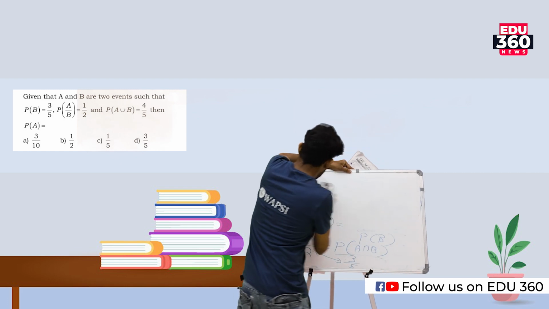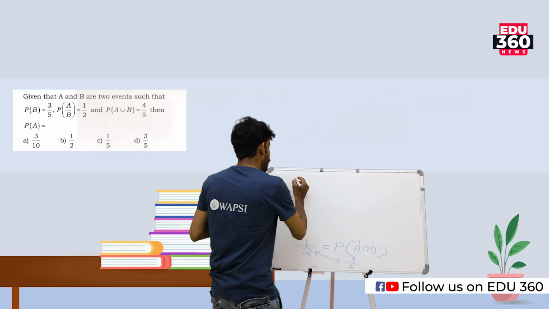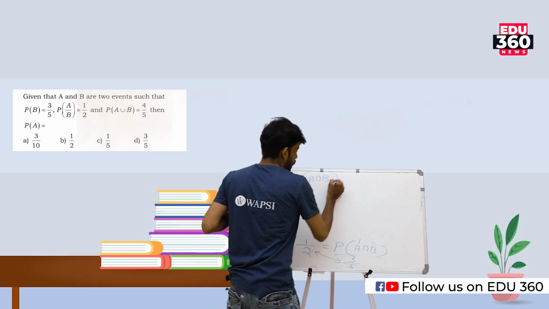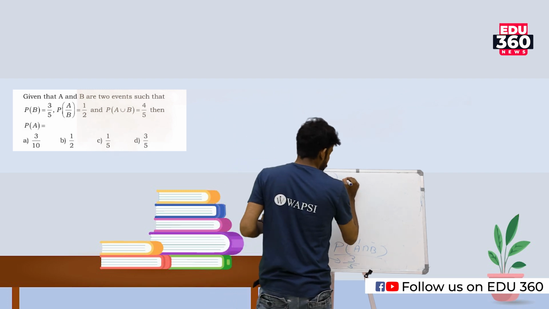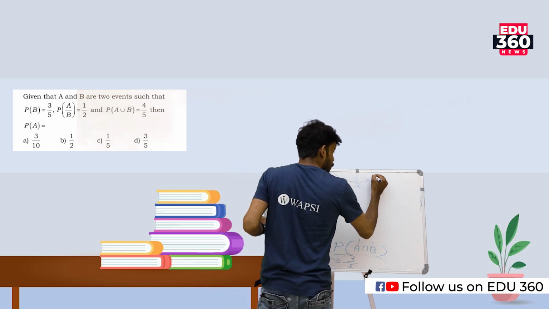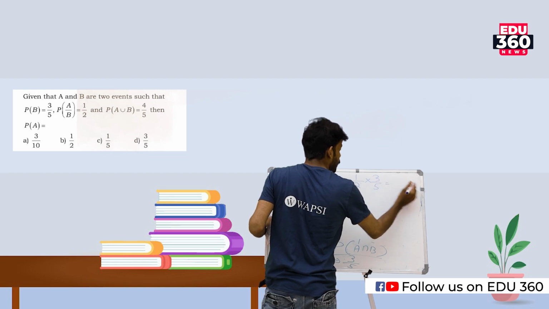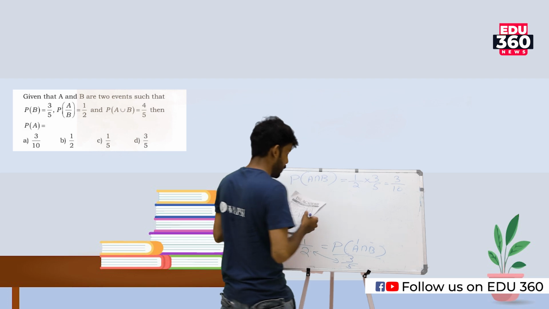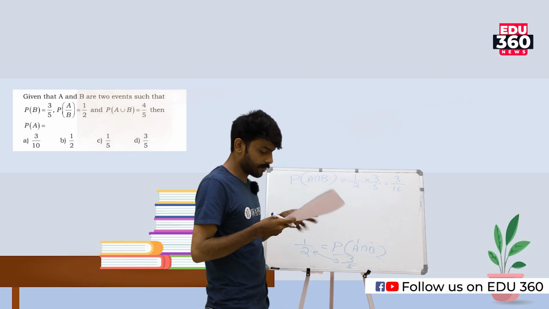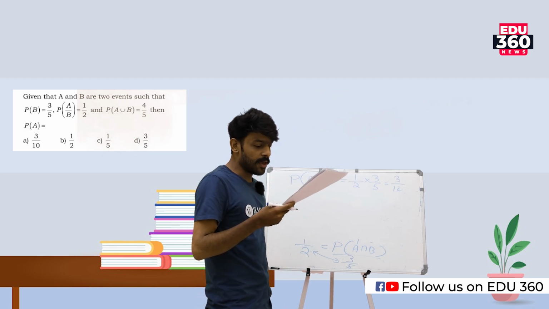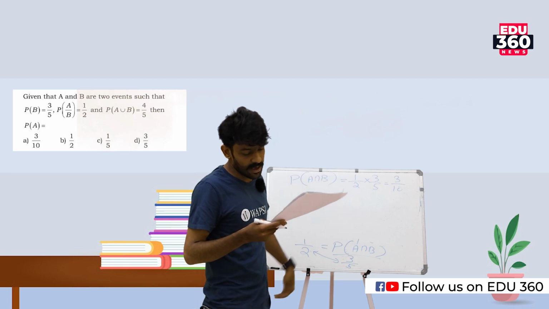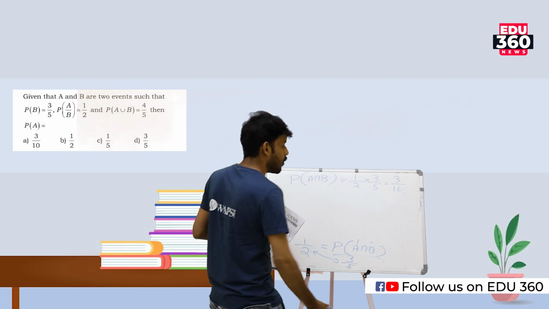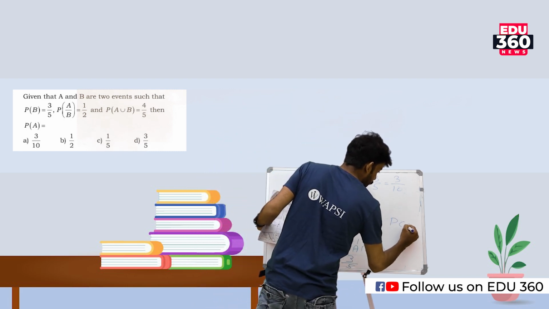So on the next step, P(A ∩ B) is equal to 1/2 times 3/5, that is 3/10. So the value of P(A ∩ B) is equal to 3/10. In the question they are asking us to find P(A).